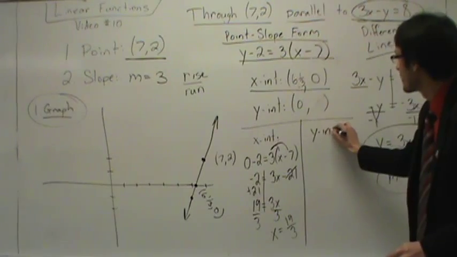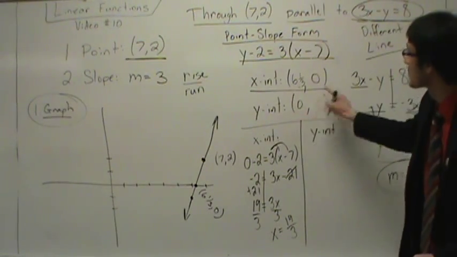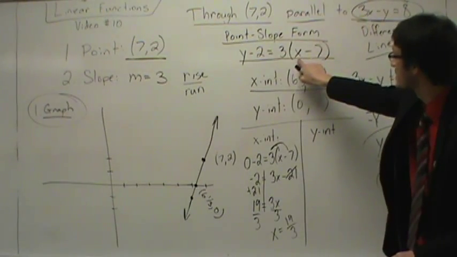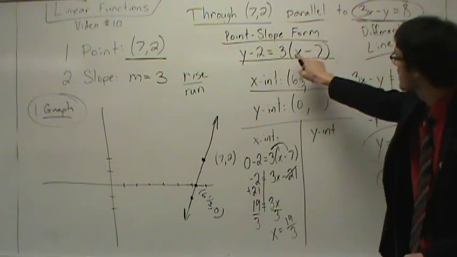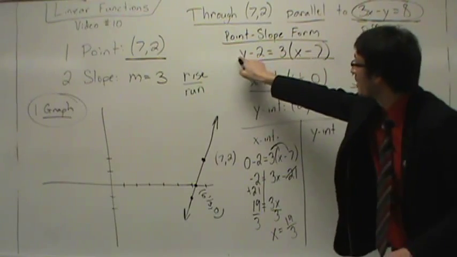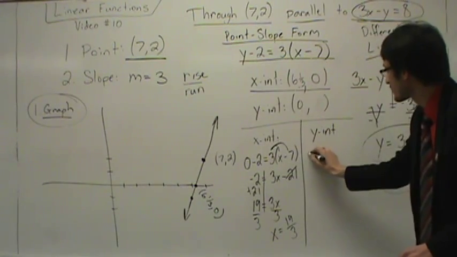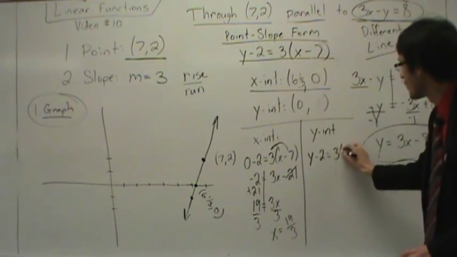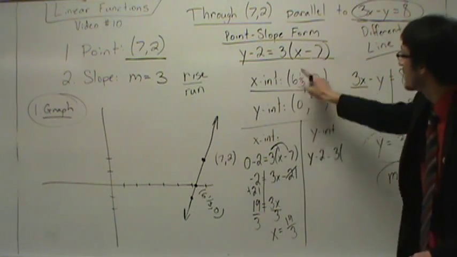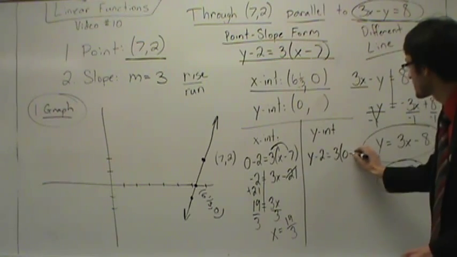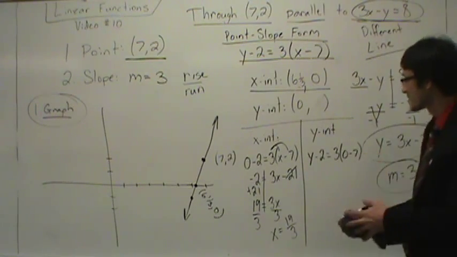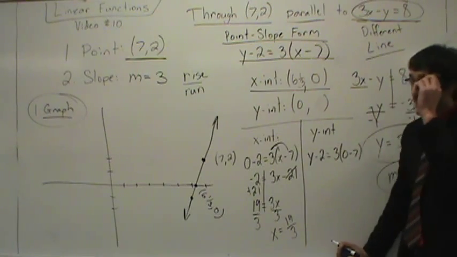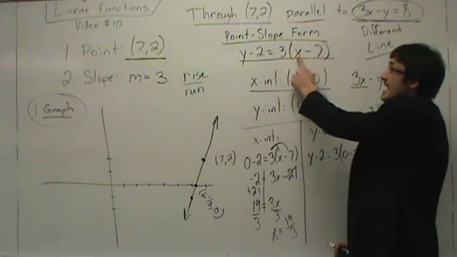And now we have to find the y-intercept. The y-intercept, remember, has an x value of 0. So using our equation, we're going to put 0 in for x. So instead of x minus 7, we will have 0 minus 7. Let's write y minus 2 equals 3 times quantity, not x, rather 0 minus 7. Now, students, don't use distributive property here. We use distributive property when we have x.